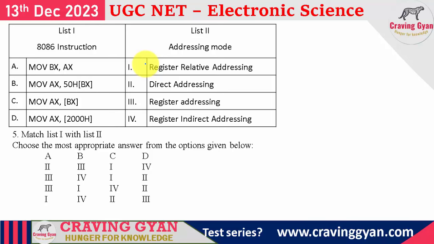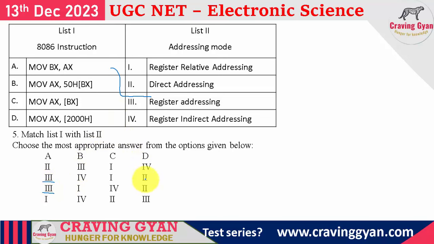In the fifth question, what they're telling is match list one with list two. Given an instruction, what kind of addressing mode is it? We have to identify. MOV BX, AX. It is what? A register addressing mode. Why is it register addressing mode? Because both of the operands are registers. So for A, it is 3.